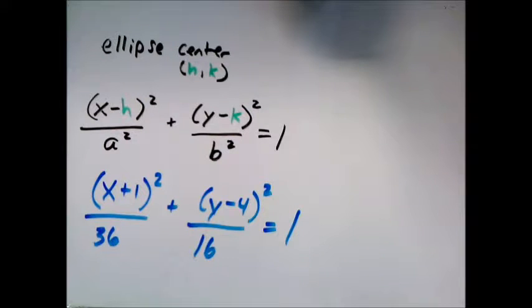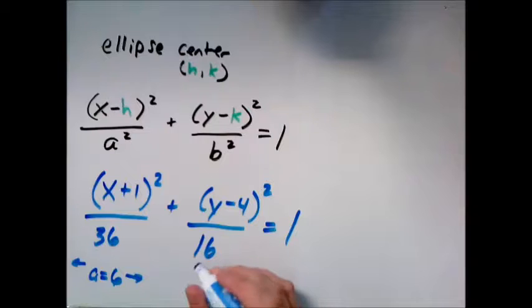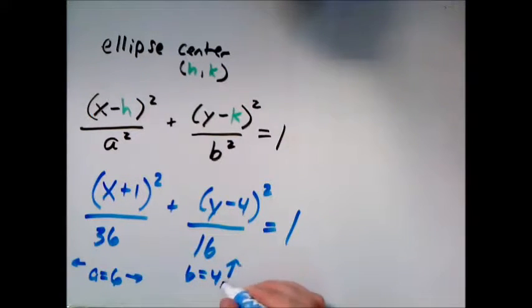So if I look at an equation that's in this form, I want to know a couple things. What's the center, and then what are a and b? So here, if a squared is 36, then it looks like a is 6. And I remember, since that's the one with the x, that's telling me how far to go right and left from the center, so back and forth. And this one looks like b is 4 if b squared is 16. And since that's with the y, that tells me how far to go up and down from the center.